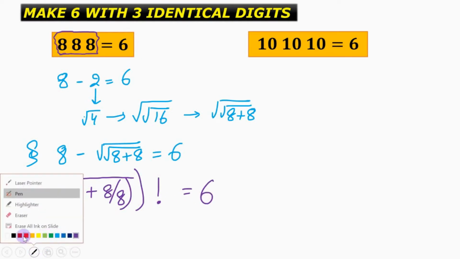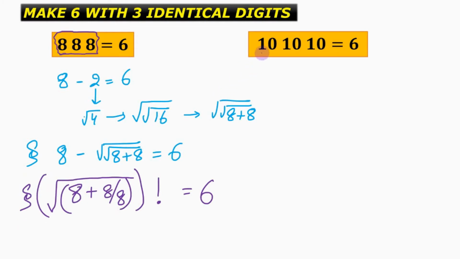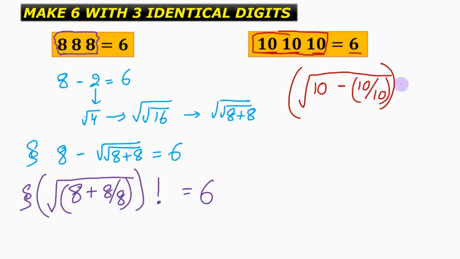Okay. Now let us check out the other question, that is 10, 10, 10 is equal to 6. Again, if I can make a 9 using these quantities, then the question will be pretty much solved by itself. So this will be 10 minus 10 divided by 10, that is 10 minus 1 is 9, under root of 9 is 3. 3 factorial is equal to 6, and this is the answer to this question.